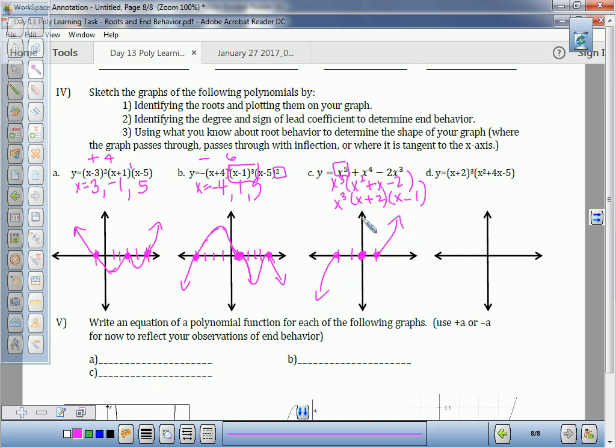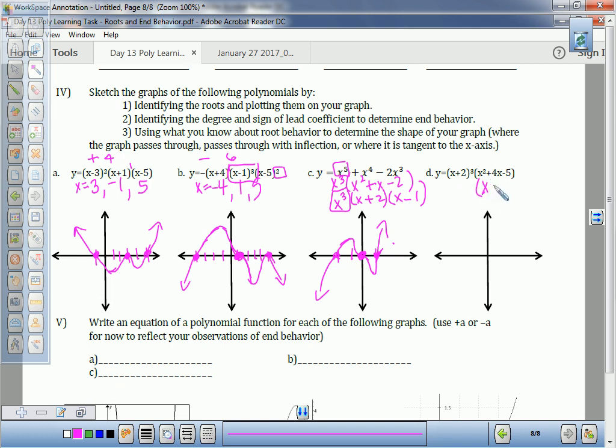Now, at -2, it just passes straight on through. At 0, it passes, but because of the odd multiplicity of the root, we pass with an inflection. And at +1, we pass straight through. So let me fix that to where it looks like I'm just passing through there. Okay. Now this one is partially factored.